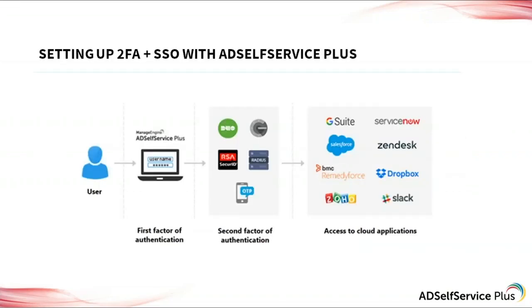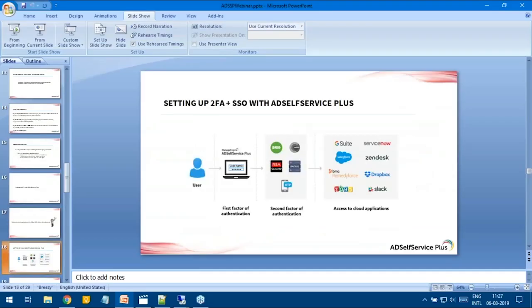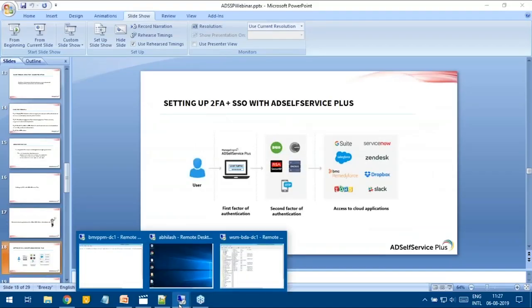So what happens here is the user logs onto his or her domain joined system with a password, undergoes two-factor authentication, and that's it. Because we are combining single sign-on with two-factor authentication, the user only has to validate himself or herself one time, and the user can have seamless access to all of the cloud-hosted applications. Now, let me quickly show this to you in action.